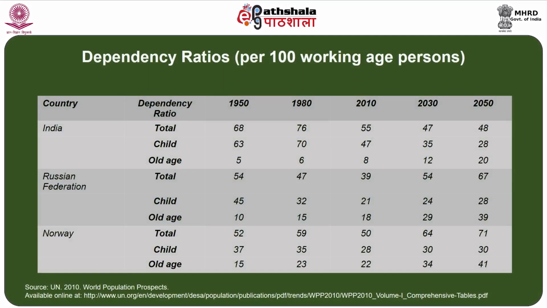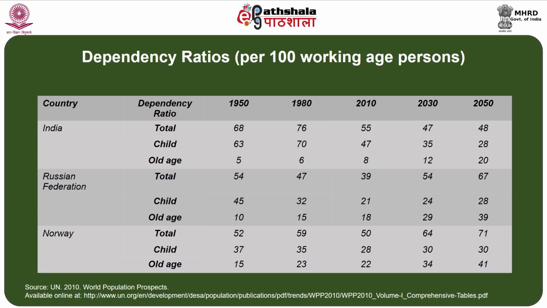For a country like India, in 1950 the total dependency ratio was 68, the child dependency ratio was 63 and the old age dependency ratio was 5 per 100 working age persons. In 2010, the total dependency ratio declined to 55, the child dependency ratio declined to 47, while the old age dependency ratio increased to 8.